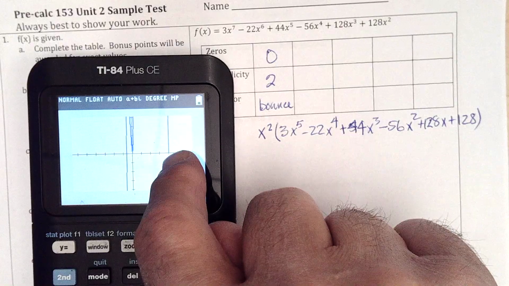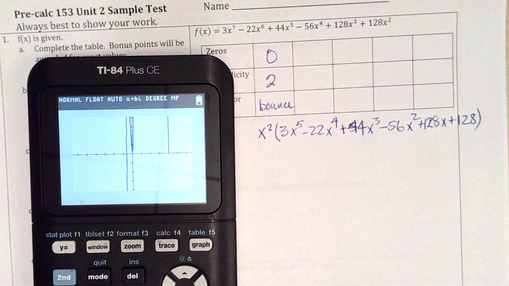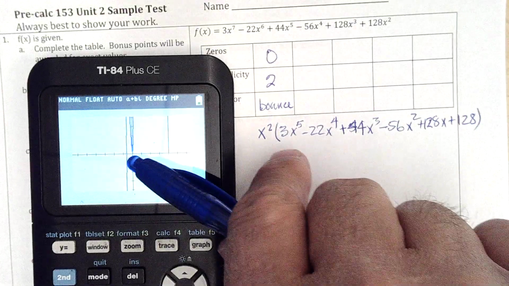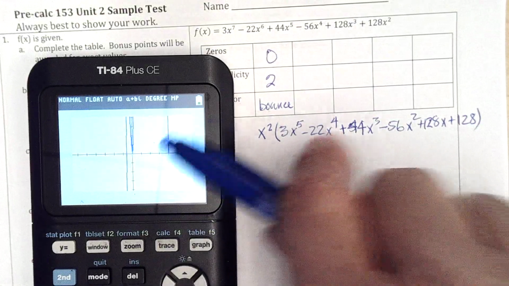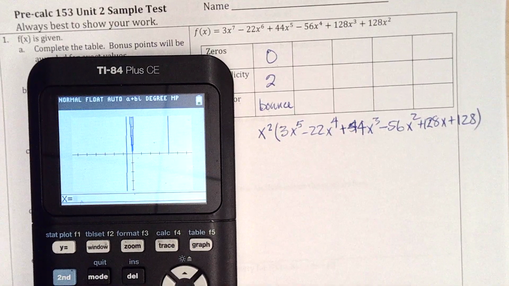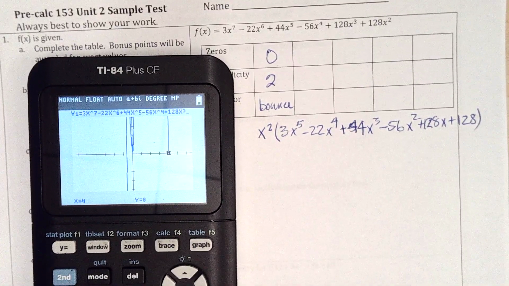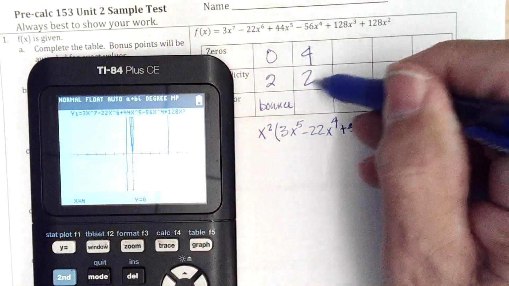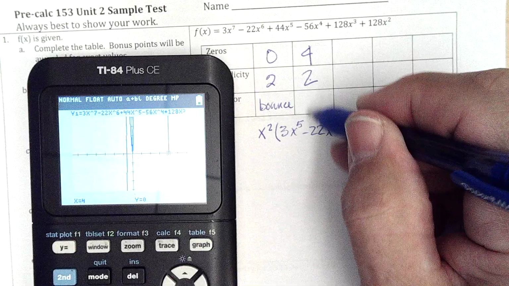Oh, there's one over there. Another bounce that didn't show up in the other graph. And that's at 1, 2, 3, 4. Let's check that. Second, calculate the value at 4. And it says it's 0. So there's 4. It bounced, and so it's a double.